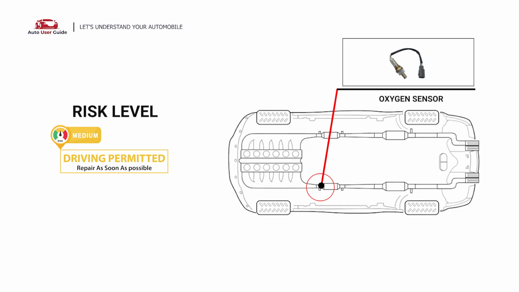This engine code indicates that the ECM has detected a problem with the wiring or component responsible for heating the primary oxygen sensor on the second bank of the engine. Under this circumstance, short-distance driving is permitted, but your vehicle should be repaired as soon as possible.